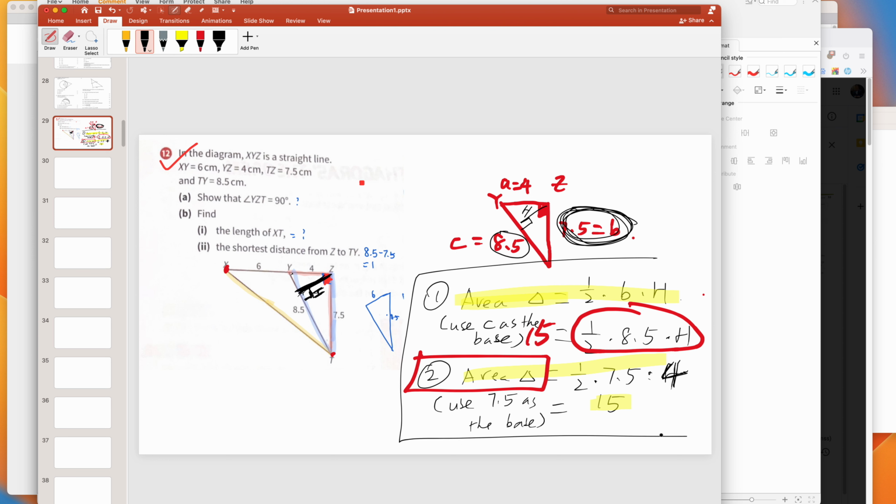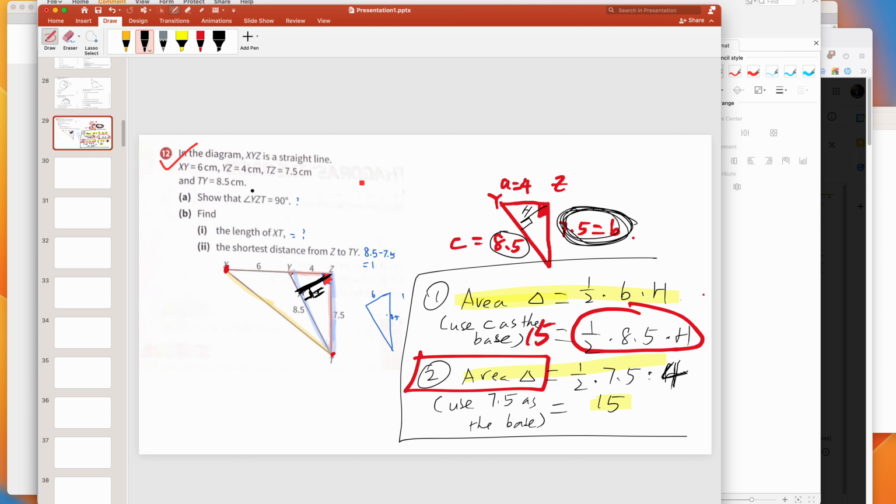Okay, good. So, do you know why I use this? Because my method 1 can give me h, right? Yeah. And then my method 2 can give me the area. So I need the area to find my h. So that's why I need to find the area using method 2 with 7.5 as the base.